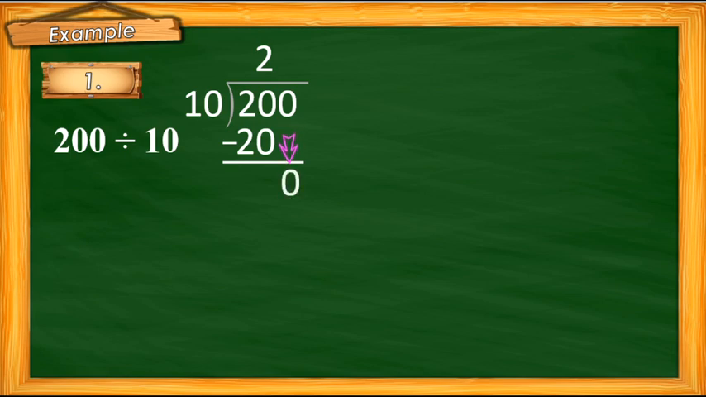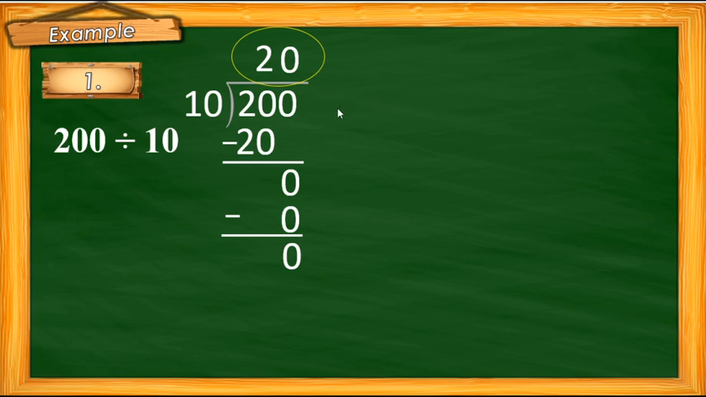Then 0 divided by 10 is 0. And then 0 times 10 is 0. And then 0 minus 0 is 0. So our answer would be 20. Again, to check if our answer is correct, reverse the operation. So 20 multiplied by 10, if the product is 200, you get the correct answer.